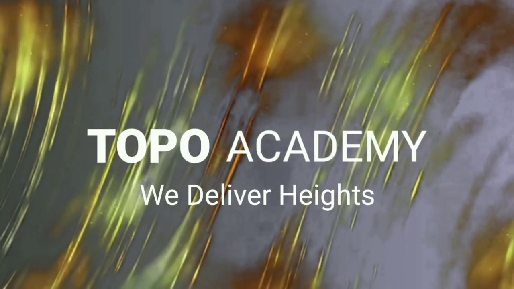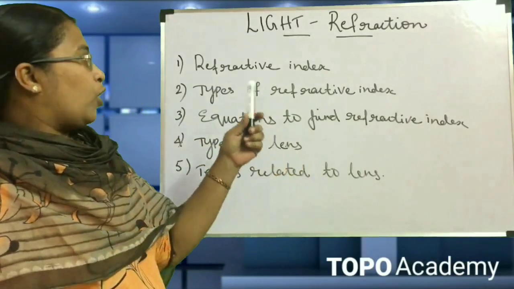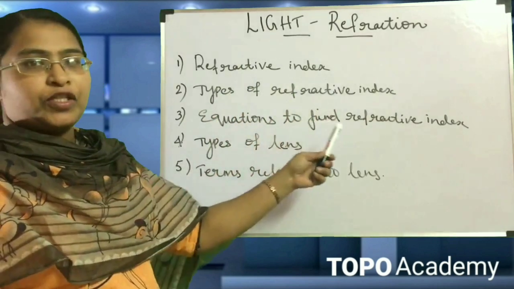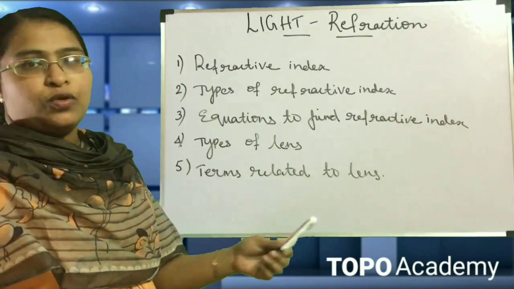In this video, we are going to discuss the 10th chapter of physics, that is on light. In the last videos we have seen reflection, refraction, etc. In today's session we are going to discuss refractive index, types of refractive index, equations to find refractive index, types of lens, and terms related to lens.